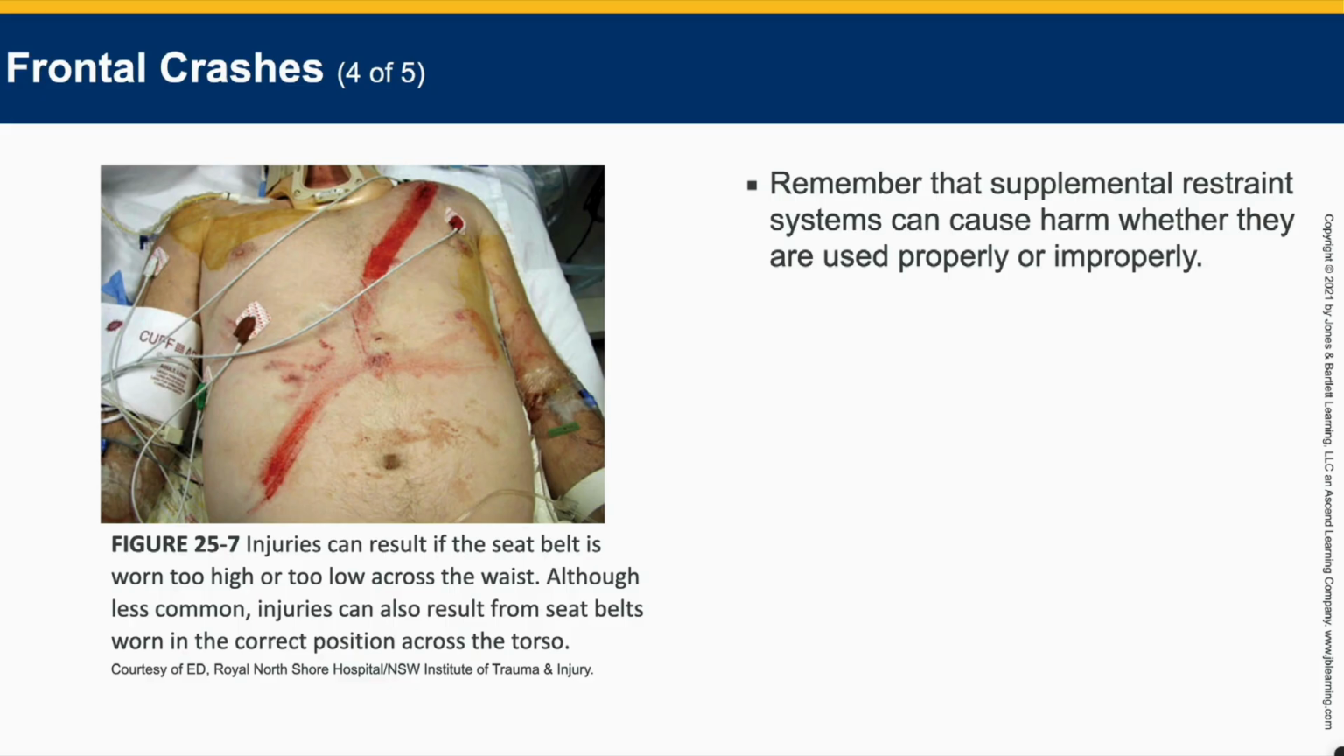If a seatbelt is worn improperly, too high or too low, it can increase the risk of injury to that area even more. But even when it's worn correctly, the forces involved in a crash can still cause damage. So again, don't let the presence of a seatbelt or airbag make you assume that the patient is okay.